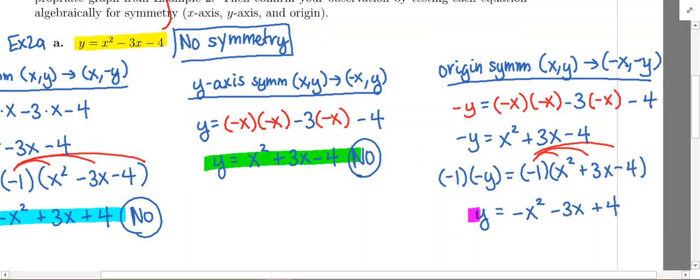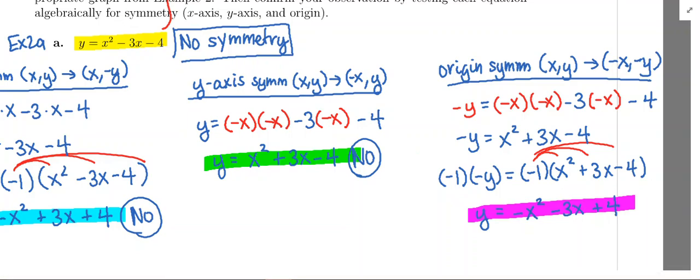I'm going to take this purple equation and compare it to the yellow equation. They are not the same. The yellow equation has a positive x squared and the purple equation has a negative x squared. Since we did not get the same equation back, we don't have the original equation, this means that the original equation's graph does not have origin symmetry. So this particular graph, a parabola, has none of the 3 types of symmetry.